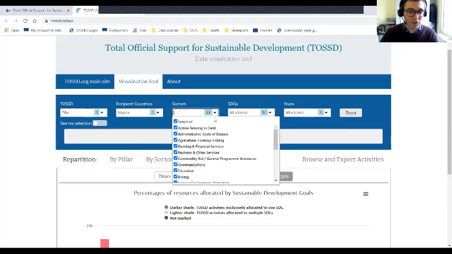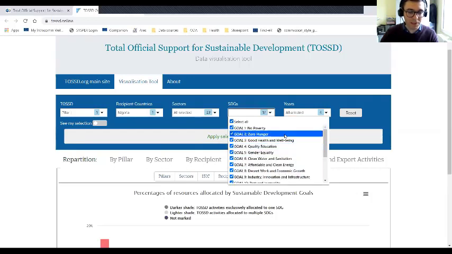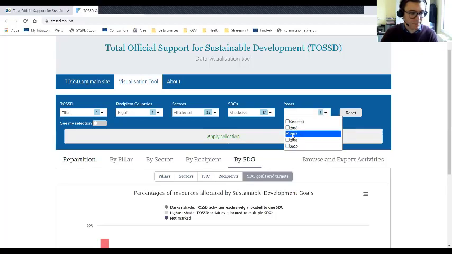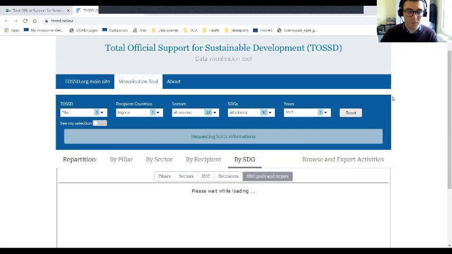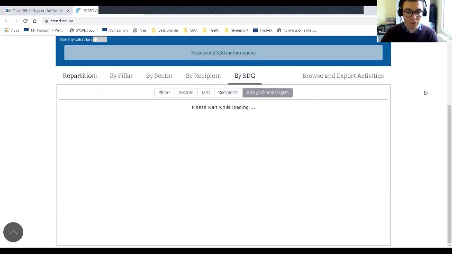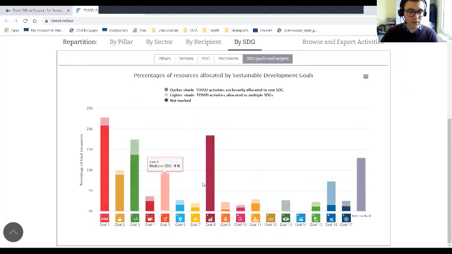We keep all sectors, but you can also make a selection by sector. And we keep all SDGs because we precisely want to see the division by SDG. And in terms of years, we will only focus on the year of the data survey, which is 2017. So if you do all that, and then we apply the selection, we should get a very similar picture to what we showed you on the slides. Basically, the division by SDG for TOSSD flows going to Nigeria. And here we have it. So indeed, this is the picture that we got.